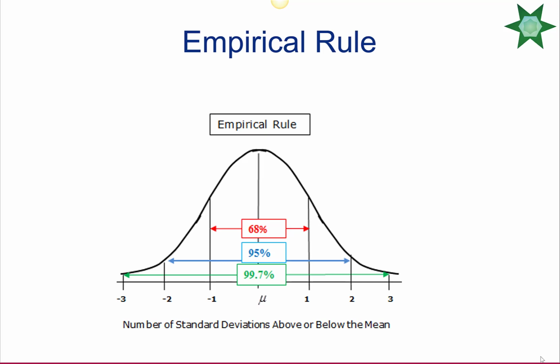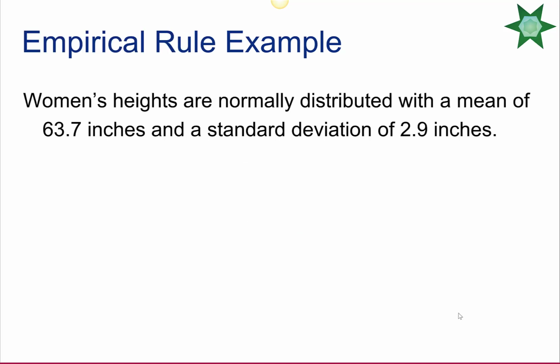And here's a picture of what the empirical rule looks like. We notice in the middle of the distribution, we see the mean right here. And if we go 1 standard deviation on either side, we capture about 68% of the data. If we go 2 standard deviations, we capture about 95%. And if we go 3 standard deviations, we capture 99.7% of the data.